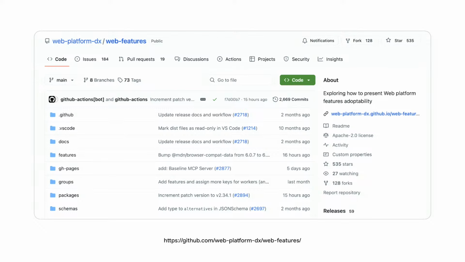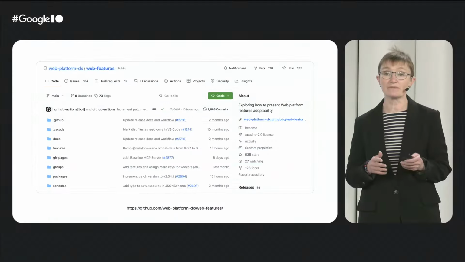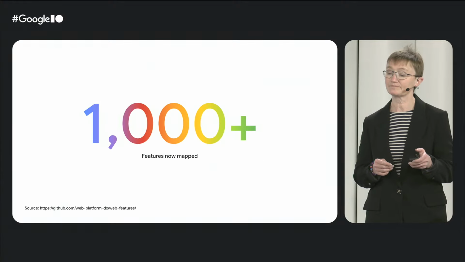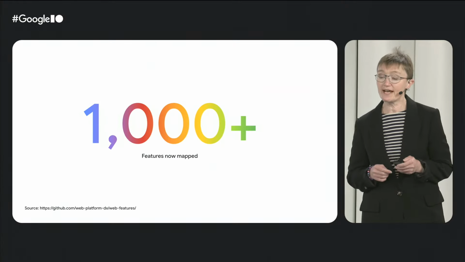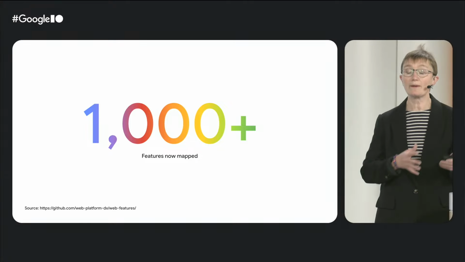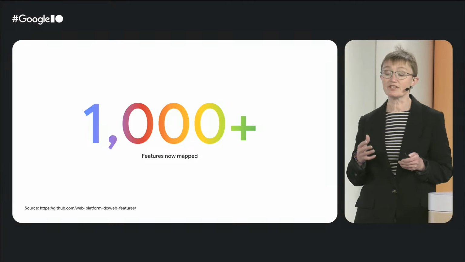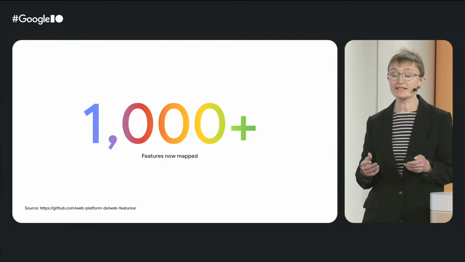Behind baseline is the web features data. This is an open data set. It's maintained by the WebDX community group. And what it does is it breaks the entire web platform down into a set of features. And by looking at the browser support data for each feature, it decides the date at which it becomes baseline newly available. This data is now complete. We've mapped the whole web platform. And so as new browsers release each month, it gets updated and checked to make sure that within a week or so of a new browser becoming stable, any new baseline features are flagged.